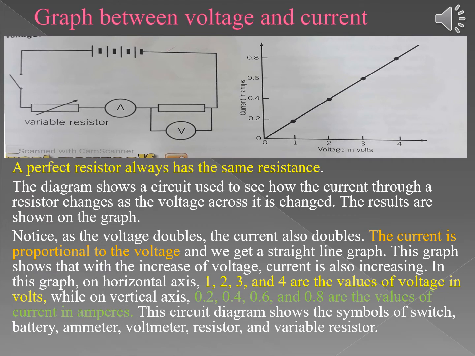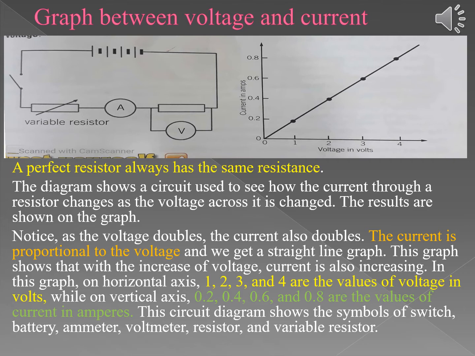Graph between voltage and current. A perfect resistor always has the same resistance. The diagram shows a circuit used to see how the current through a resistor changes as the voltage across it is changed. The results are shown on the graph.